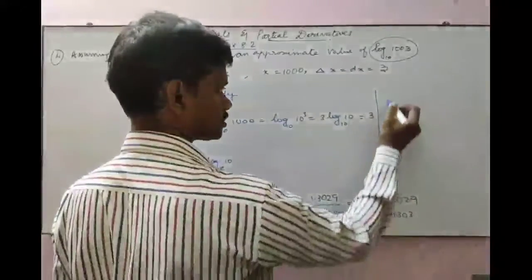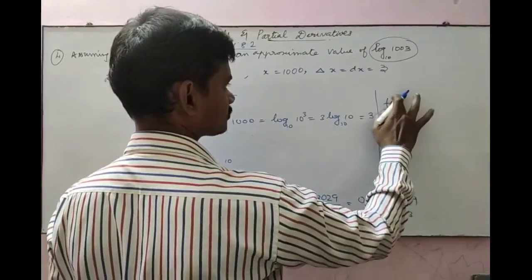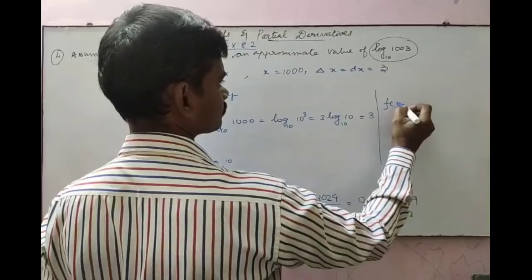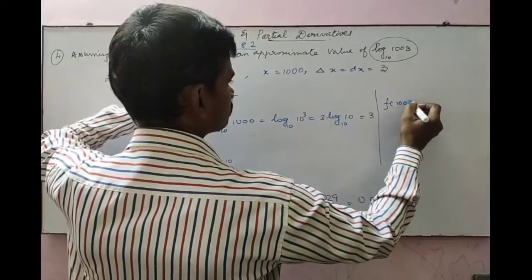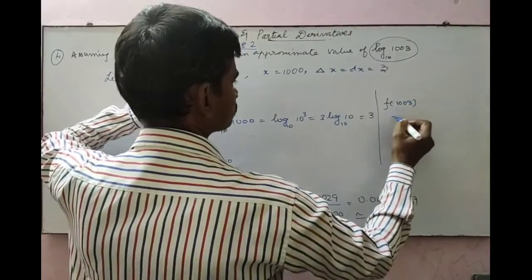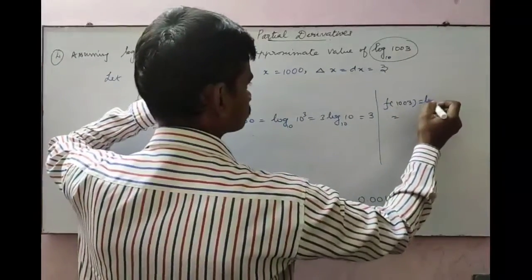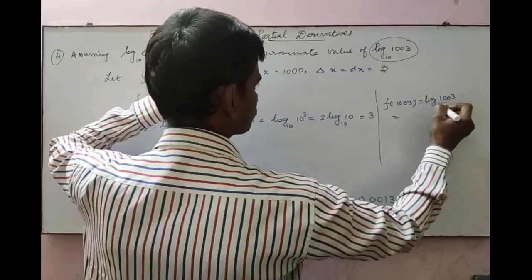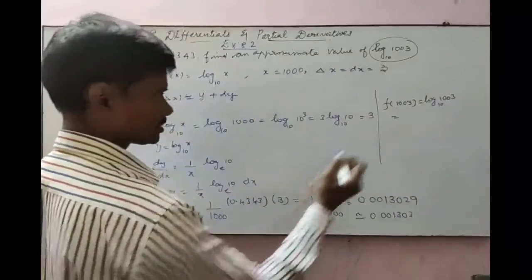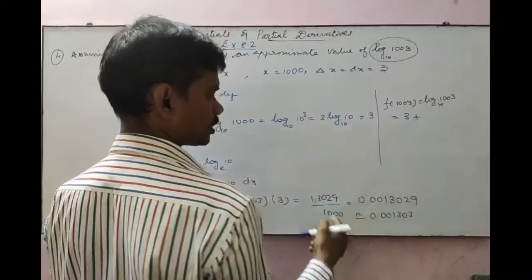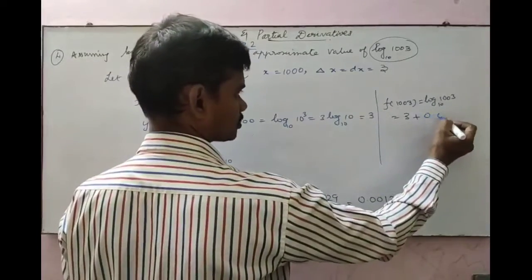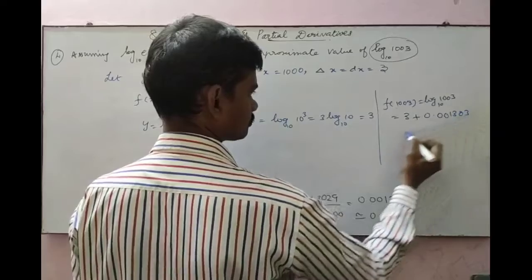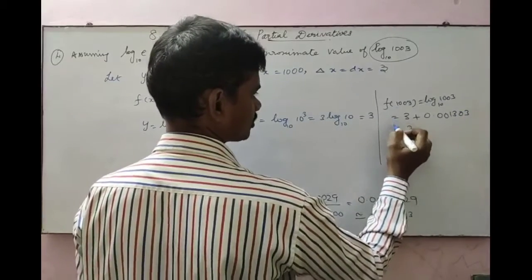Now substitute this in the function f of x plus del x. So f of x plus del x, that is f of 1003, that is log 1003 to the base 10. So for that the answer is y plus dy, that is 3 plus 0.001303, which is approximately equal to 3.001303.